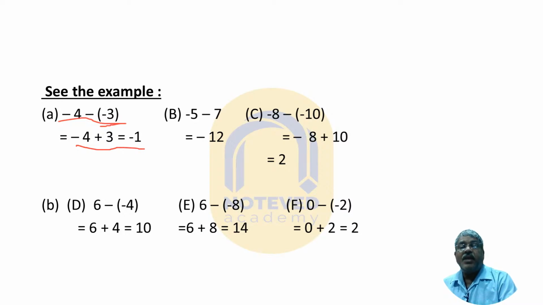Similarly, minus 5 minus 7. Minus 5 minus 7 is equal to what? Now minus 5 minus 7, same sign numbers are there. The sign will come minus 12.